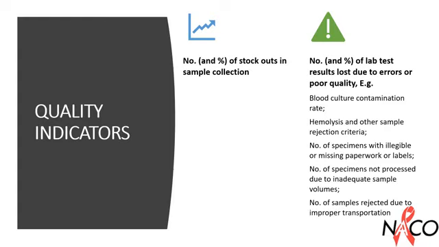test results lost due to errors or poor quality, for example, contamination while collection of blood culture specimen, hemolysis and other sample rejection criteria, number of specimens with illegible or missing paperwork or labels, number of specimens not processed due to inadequate sample volumes, and number of samples rejected due to improper transportation.